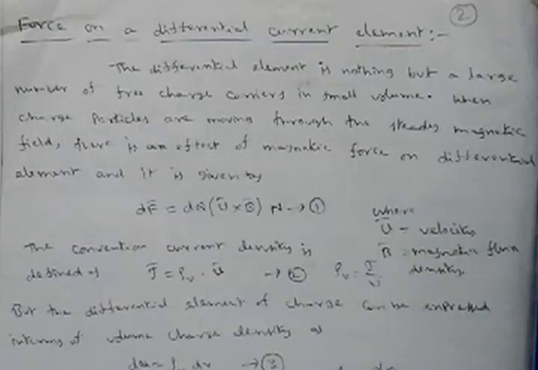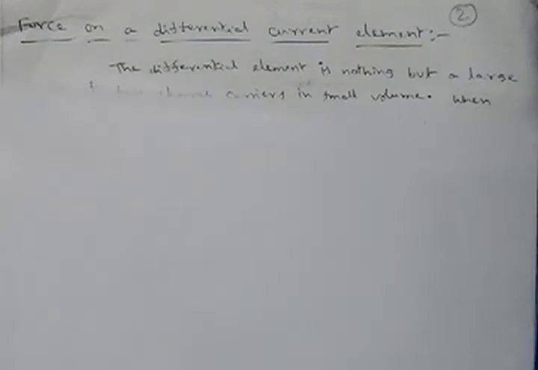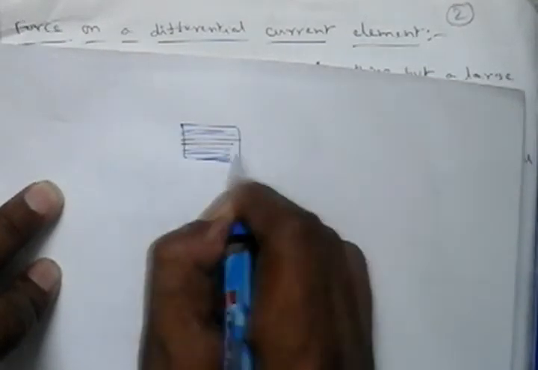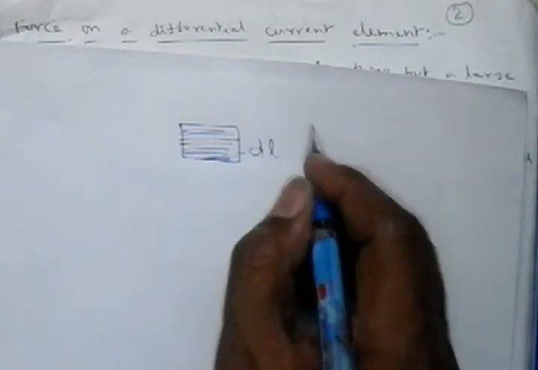Next we are going to see the force on a differential current element. Before we go into that, let's look at a general concept. First, consider a differential element having a length dl. If the current flowing through this differential length dl is I, then it is called a differential current element, I dl.